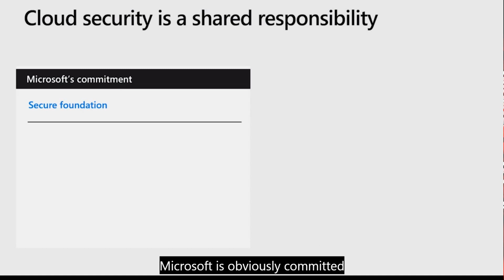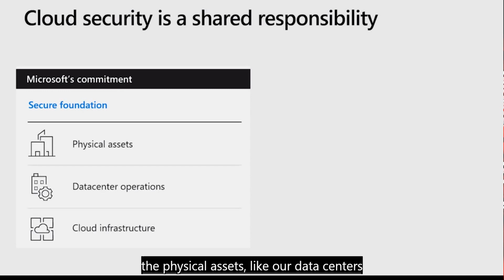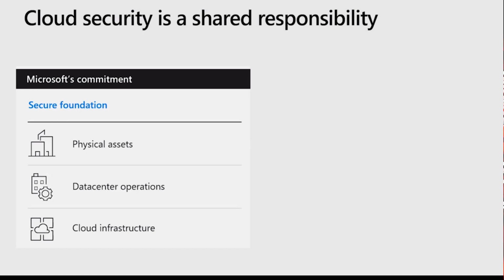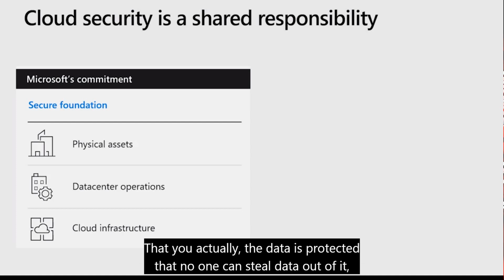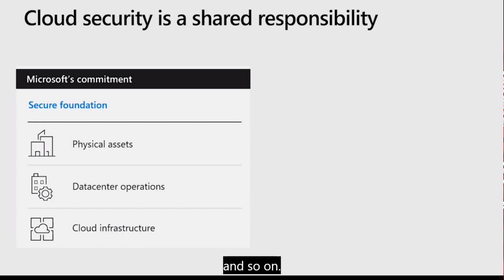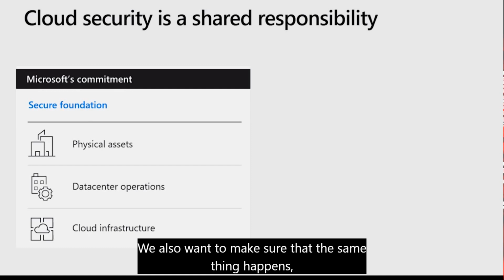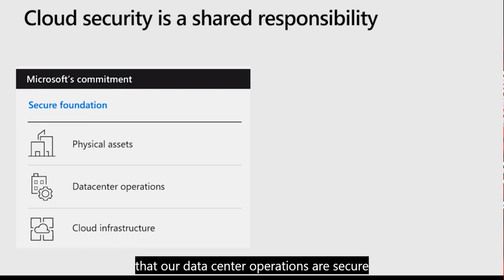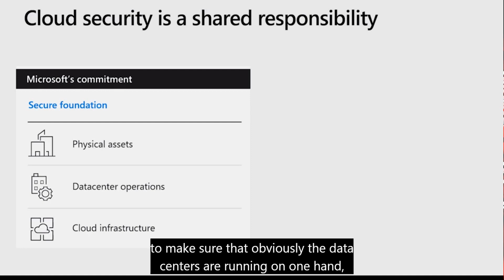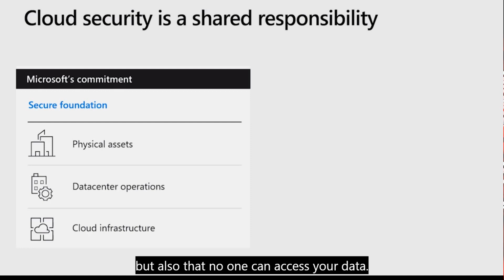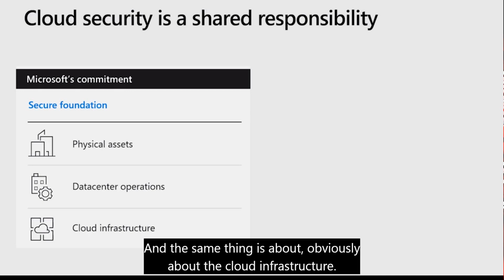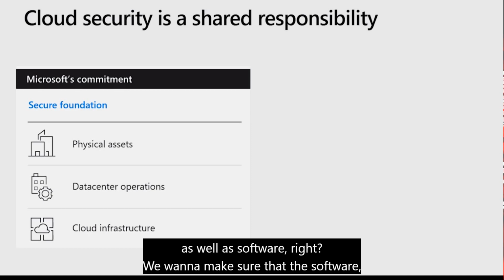Microsoft is obviously committed to secure the foundation, meaning that we make sure that the physical assets like our data centers are protected, that no one can access them at any time, that the data is protected, that no one can steal data out of it, and so on. We also want to make sure that our data center operations are secure, to make sure that obviously the data centers are running on one hand, but also that no one can access your data. And the same thing is about the cloud infrastructure, talking from hardware as well as software, right?